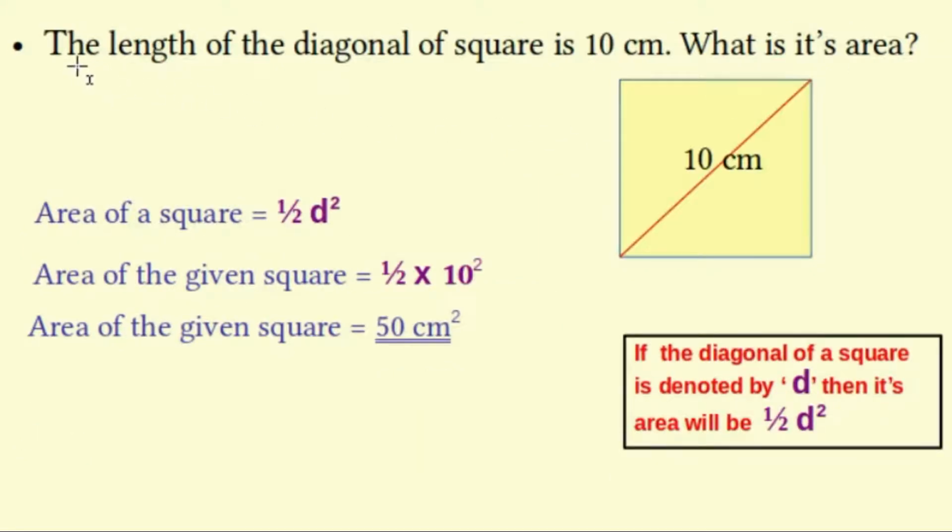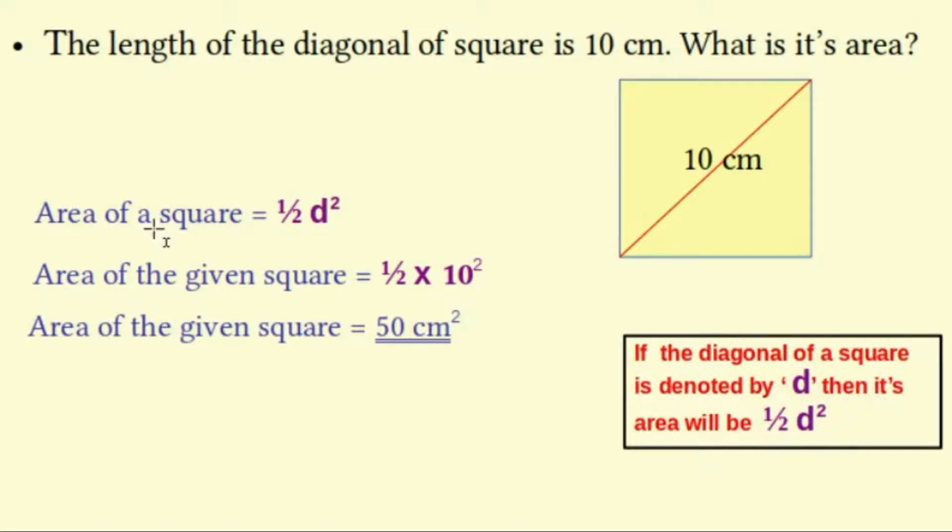Another problem. The length of the diagonal of a square is 10 centimeter. What is its area? For finding the area using diagonal, the formula is given here. If the diagonal of a square is denoted by d, then its area will be half d square.